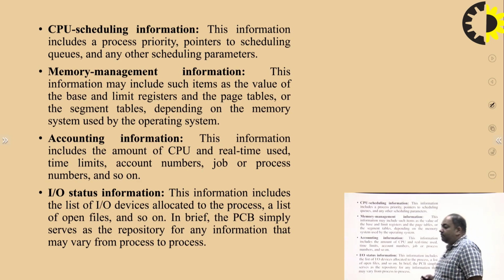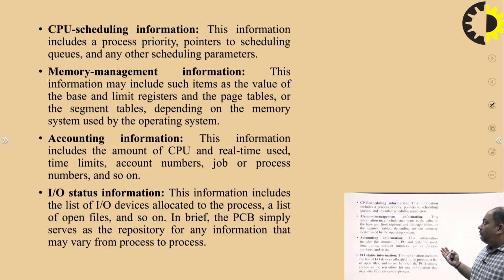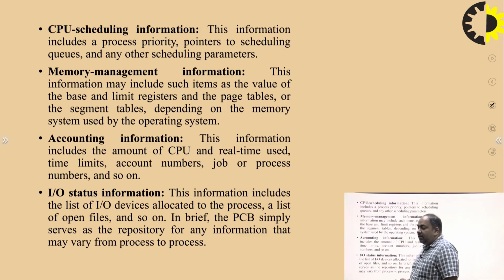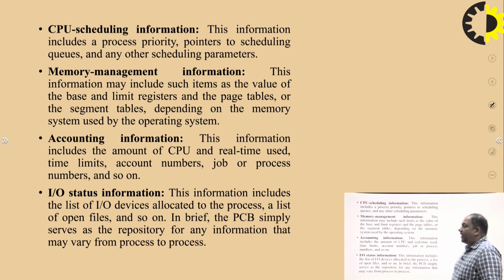CPU scheduling information means which program is scheduled in the CPU and which program is going to execute first. For CPU scheduling there are different types of algorithms, like first come first serve, round robin, shortest job first, and shortest remaining time first. After scheduling information we have memory management: how much memory needs to be stored by any process. This information includes the values of the base and limit registers, page tables, segment tables, and it also depends on the memory used by the operating system.